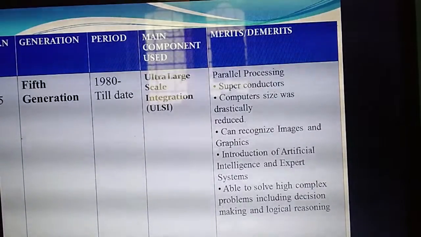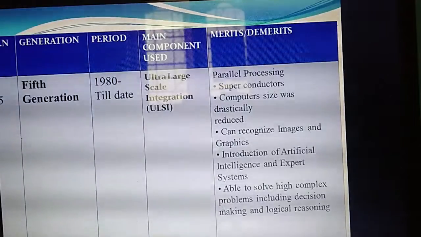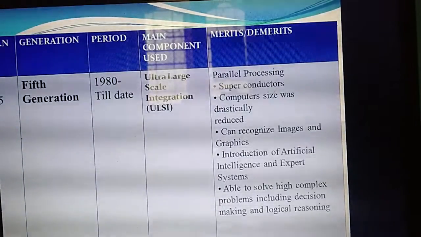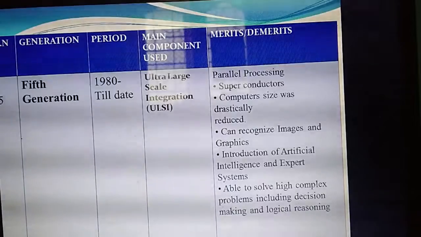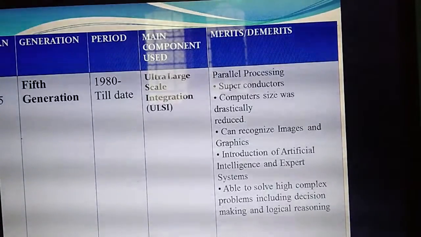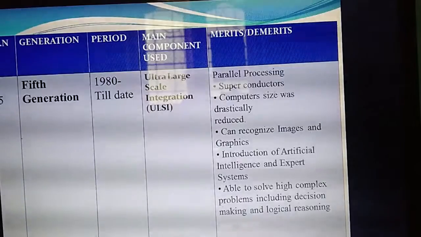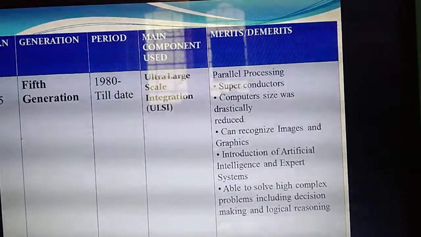Then in this generation they introduced artificial intelligence. Which thing did they introduce? Very, very important point: artificial intelligence. Artificial intelligence means robotics. Robotics-based things were introduced in which generation? This fifth generation. Nowadays using fifth generation computers we can solve many highly complex problems.